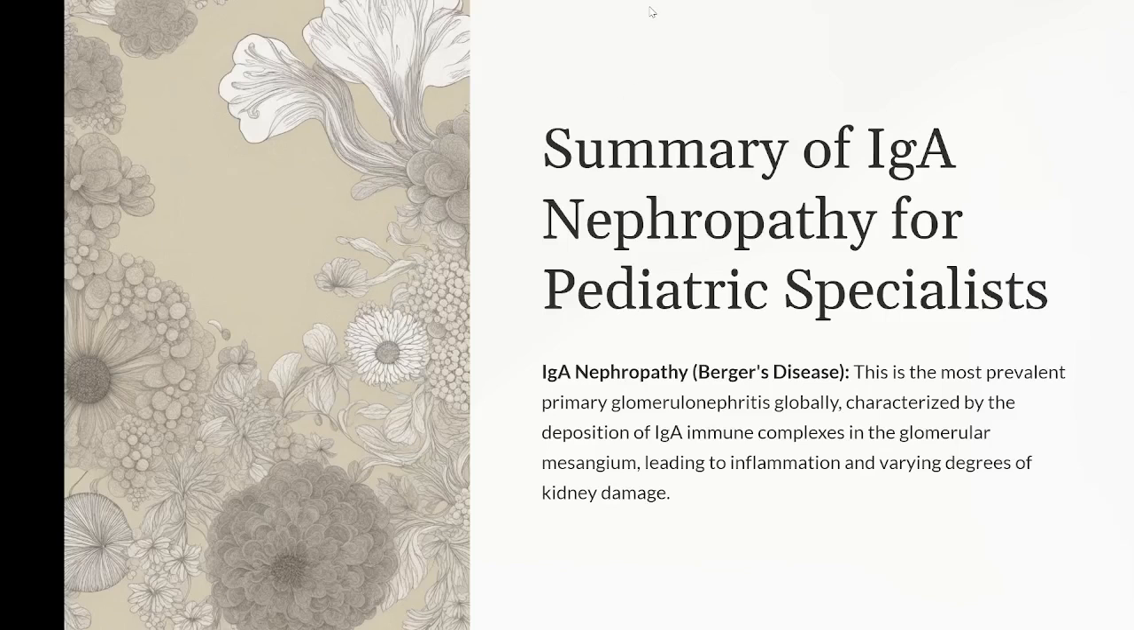Summary of IgA nephropathy for pediatric specialists. Overview: IgA nephropathy, Berger's disease, is the most prevalent primary glomerulonephritis globally, characterized by the deposition of IgA immune complexes in the glomerular mesangium, leading to inflammation and varying degrees of kidney damage.